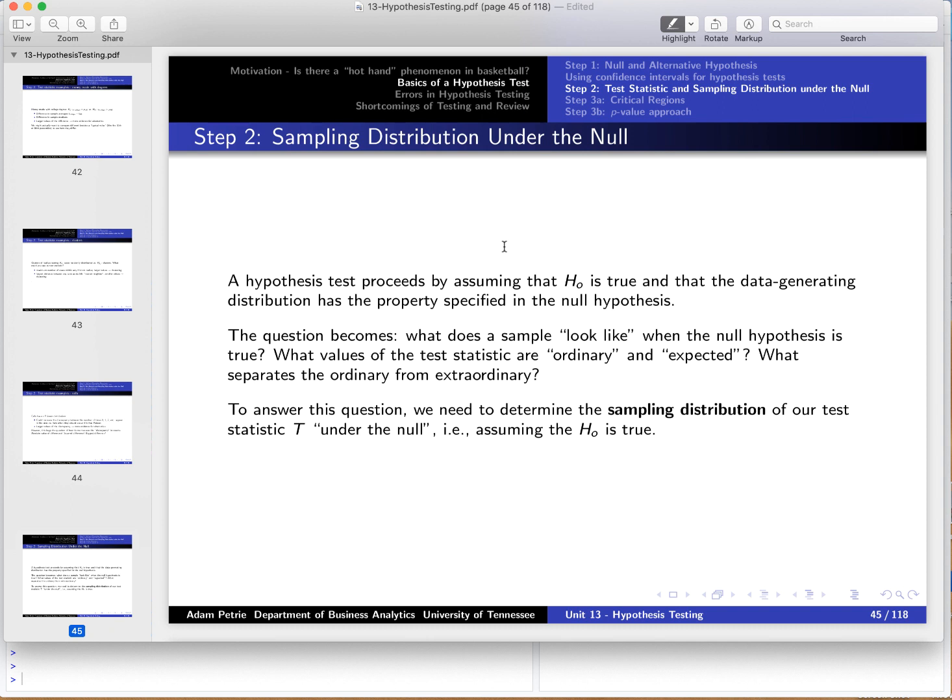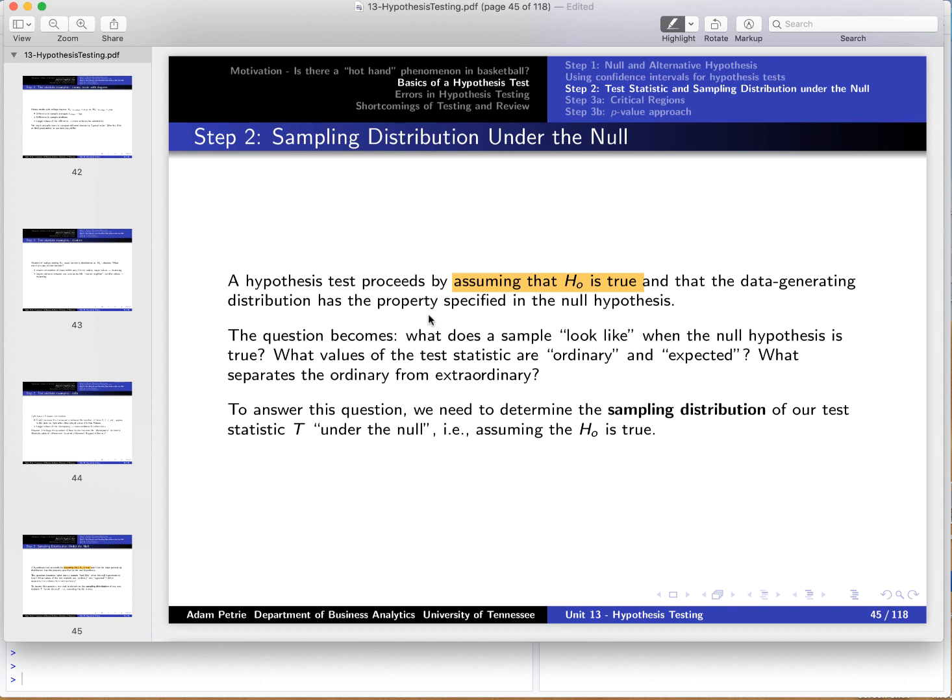So once we've determined what we're going to measure about that data, what do we do next? Well, remember the hypothesis test proceeds kind of like a jury trial, innocent until proven guilty. What we're going to do is assume that the null hypothesis is true and then figure out what values of the test statistic kind of separate the ordinary versus the extraordinary. What values of the test statistic are consistent with living in a world described by the claim specified by the null hypothesis, and what values of the test statistic are overwhelming evidence for the claim as specified in the alternative.